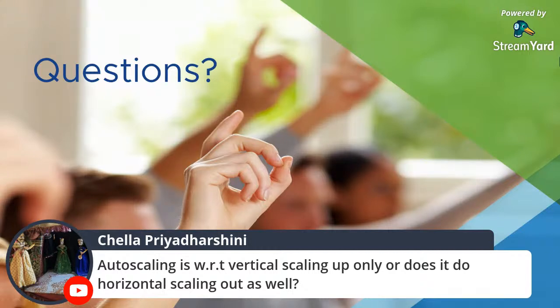Auto scaling is with respect to vertical scaling up only, or does it do horizontal scaling also? So this question is from Priyadarshini. So it also does horizontal scaling. We have two things. One is the horizontal pod autoscaler, it's called HPA. The other one is VPA, that is the vertical pod autoscaler.